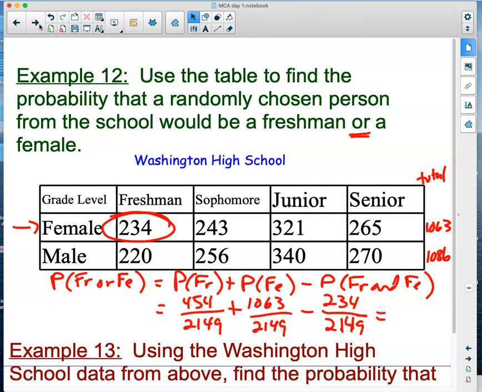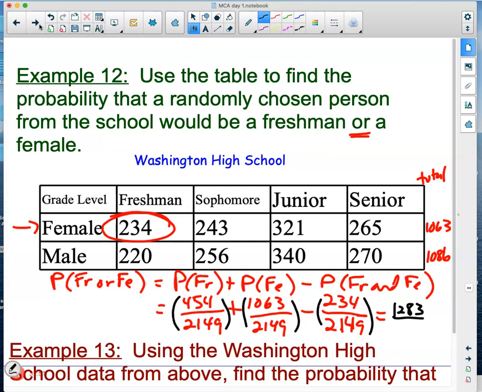And if you use parentheses on these, because our calculator loves it when we do that, you could go ahead and actually find the fraction, which would be 1,283 over 2,149. But it's very likely that you would see this one as a percentage, where they would say, what are the percentage of people attending this school that are both freshmen or female? And that comes out to 59.7%.